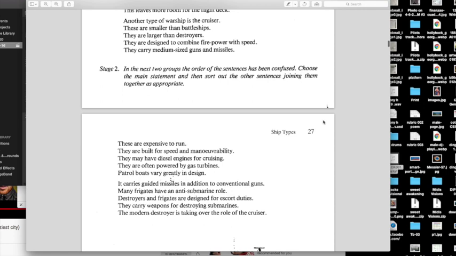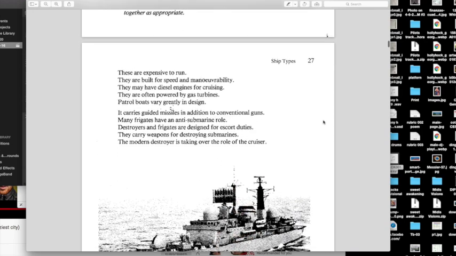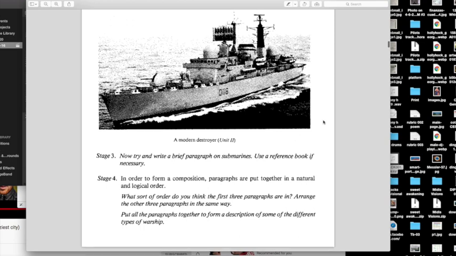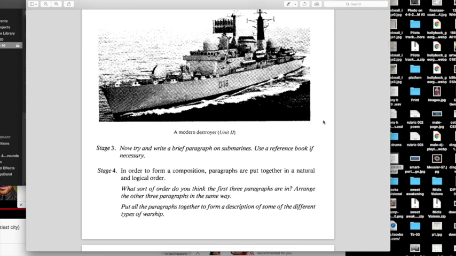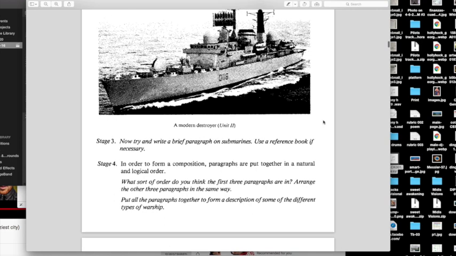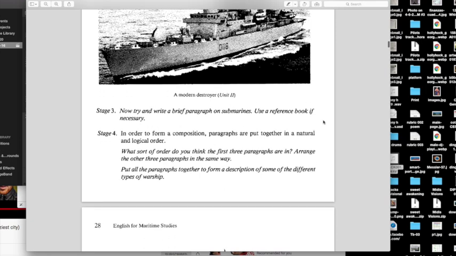In stage 3 it says, write a brief paragraph on submarines. You're going to write 2 to 3 lines, a very small paragraph about submarines, whatever you can say about them. Could be, I don't know, do some research. And what else here? In number 4 it says, put all the paragraphs together.